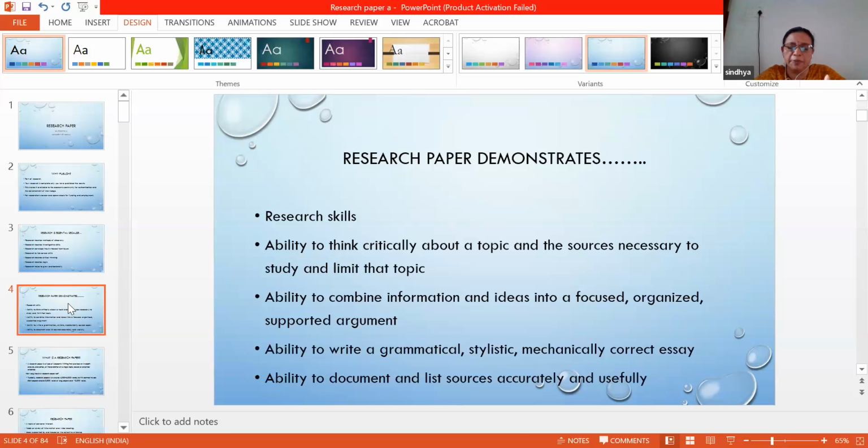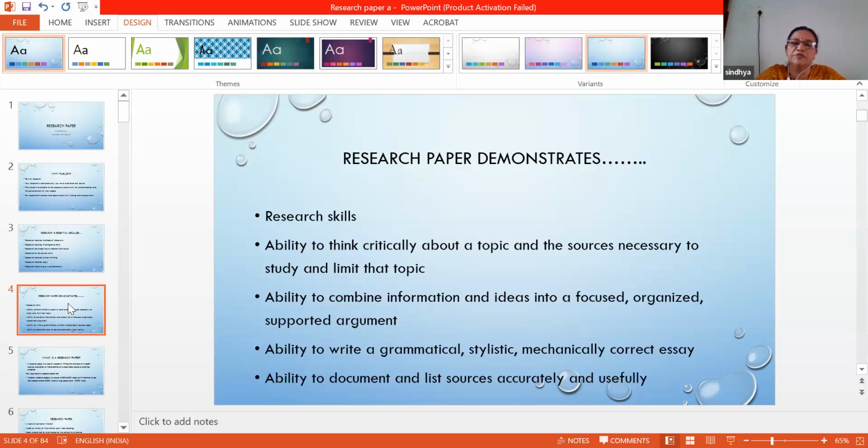So undertaking research, preparing a research report, and preparing a research paper based on that is a complex task, and it involves so many skills. Those skills are being demonstrated while we prepare the research paper. That is the importance of preparing research papers.